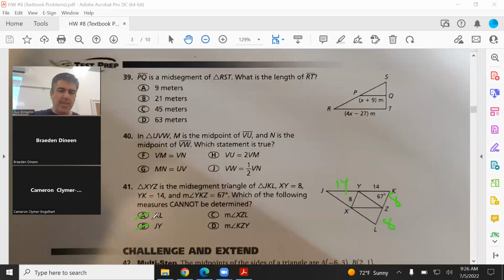Okay, this is where it gets kind of interesting. Angle XZL or angle KZY. I'm going to go with D. D cannot be determined. XZL is going to be 67 degrees. That's because this is going to be 14 also. So you wind up having congruent triangles as a result.